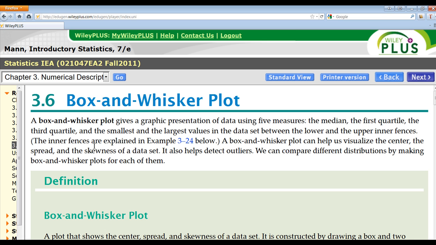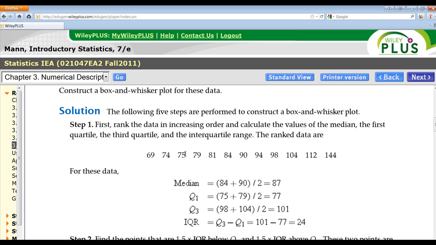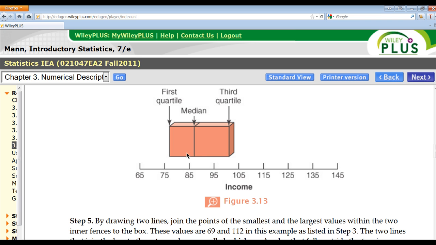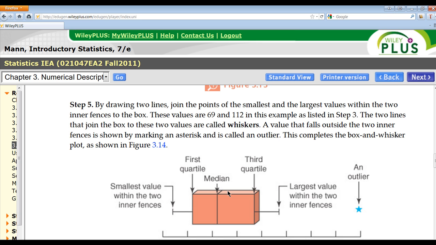So a Box-and-Whisker plot gives a graphic presentation of data using 5 measures: the median, the first quartile, the third quartile, the smallest, and the largest values. Okay, what's all this about? So let's look at a picture of it. This is called a box plot. It doesn't have the whiskers yet. Let's see, the Box-and-Whiskers plot is here.